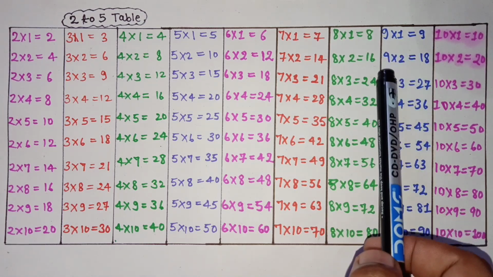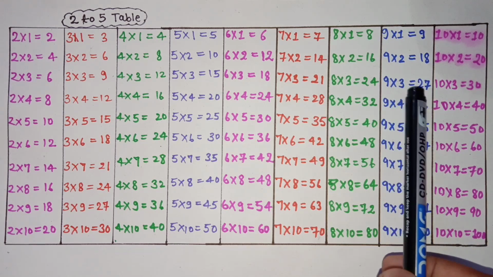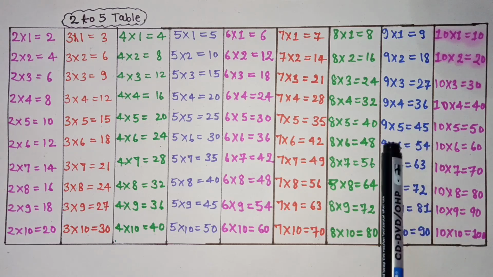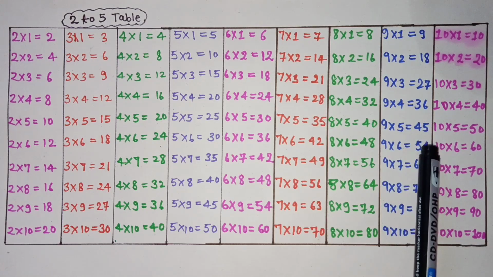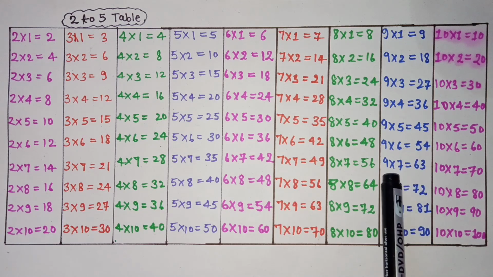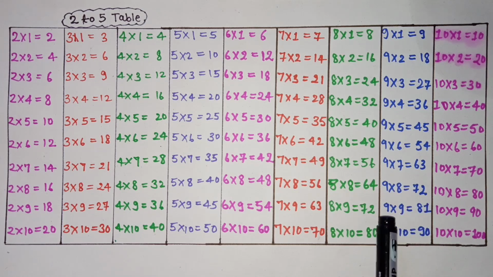9 1s are 9. 9 2s are 18. 9 3s are 27. 9 4s are 36. 9 5s are 45. 9 6s are 54. 9 7s are 63. 9 8s are 72. 9 9s are 81. 9 10s are 90.